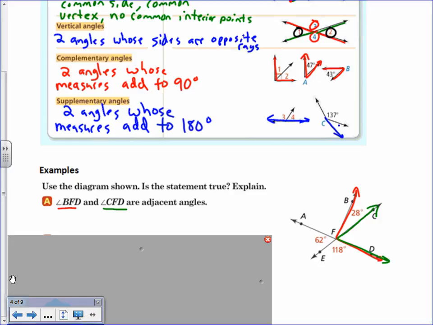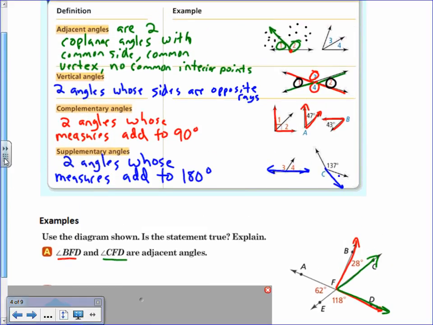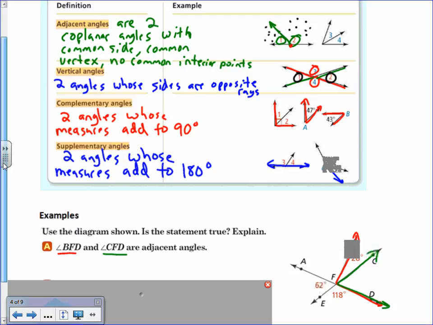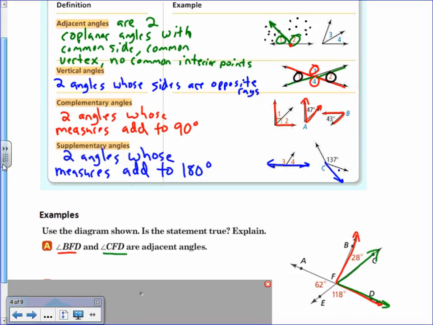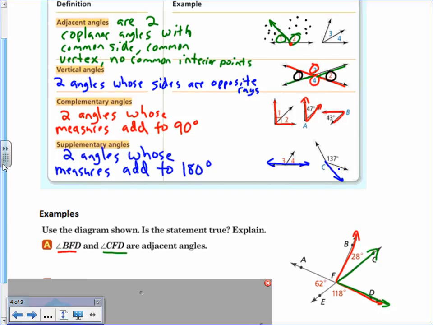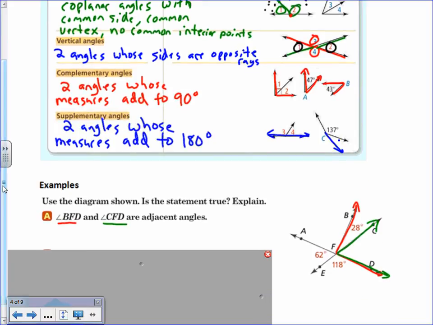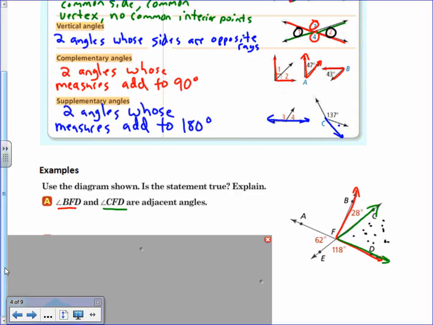are those adjacent angles? Well, let's take a look at the definition of adjacent angles. Do they share a common side? Yep, looks like FC is a common side, that ray. Do they share a common vertex? Yes, F is a common vertex. But they have common interior points. All of these points are common between the two angles, so that would make it not adjacent. So false, because common interior points.